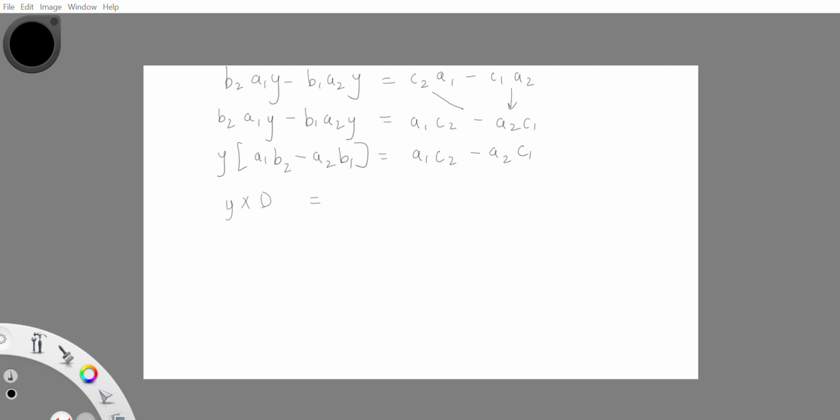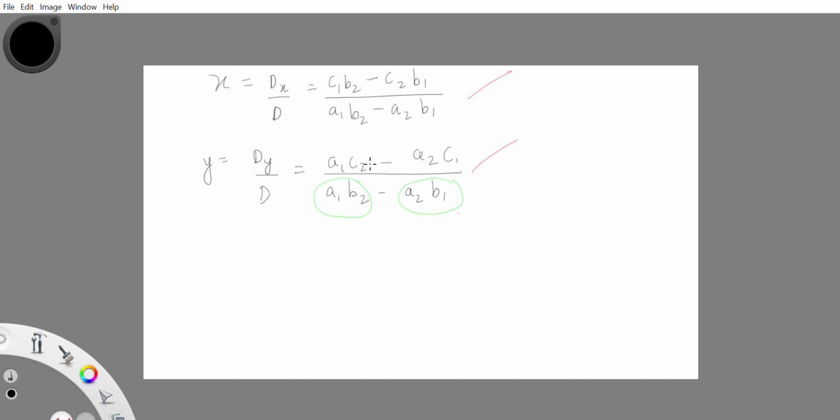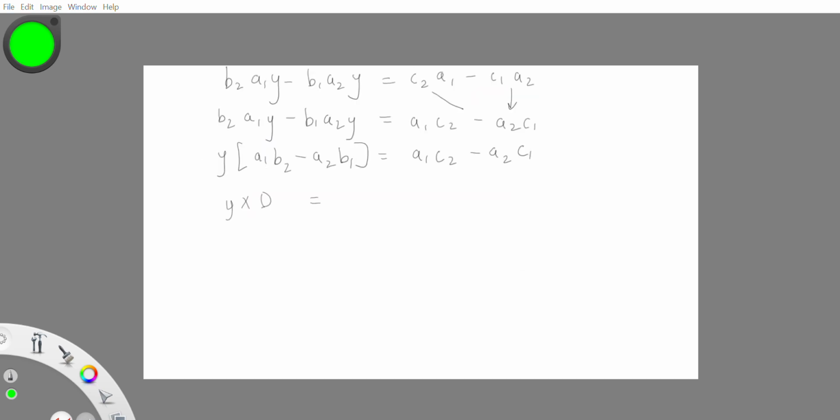So back to page number 2, let's see. a1 c2 minus a2 c1 is dy, and a1 b2 minus a2 b1 is d. So this complete numerator is dy, and this complete denominator is d. Now back to page 4, we have y times d is equal to dy. Therefore, y is equal to dy divided by d. And this is how we find the value of y.